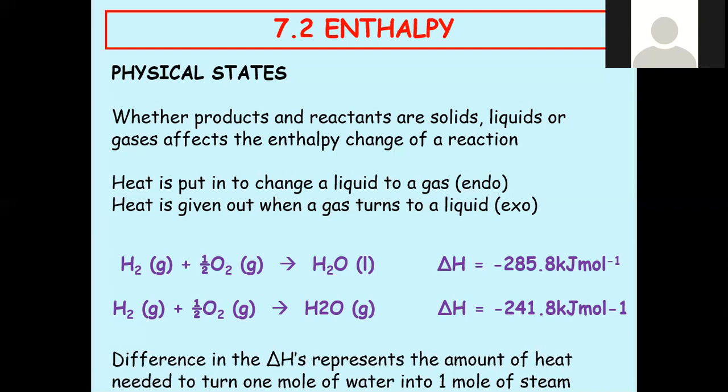So the differences here in the enthalpy changes represent the amount of heat needed to turn 1 mole of water into 1 mole of steam. So it requires less energy to turn 1 mole of water into 1 mole of steam.